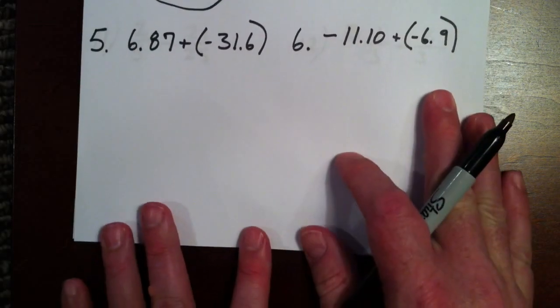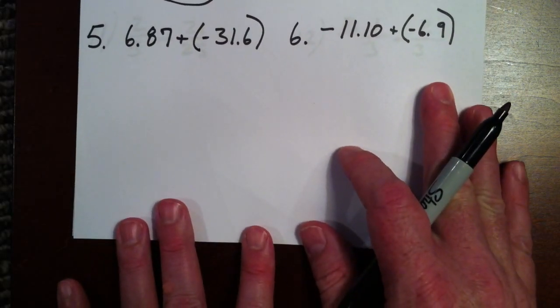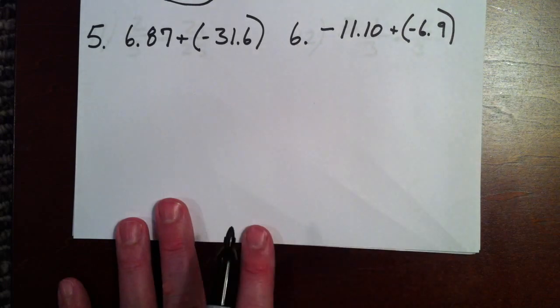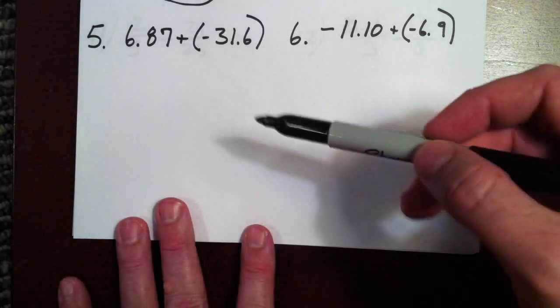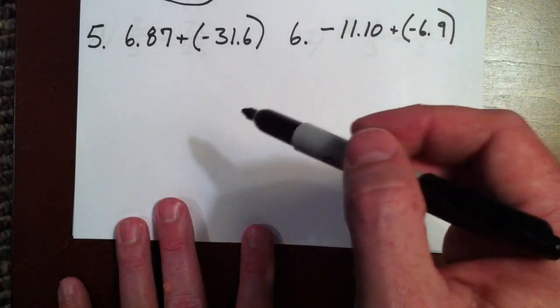Well, now we get into the area where we're adding negatives. This is no different than what we've done in weeks past. All you have to do is look at this and not be intimidated by the decimals or how big the numbers are or whatever. It works the exact same way.